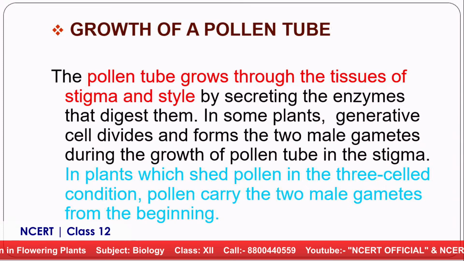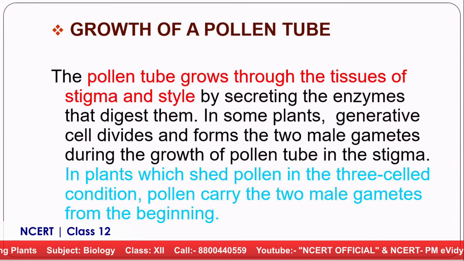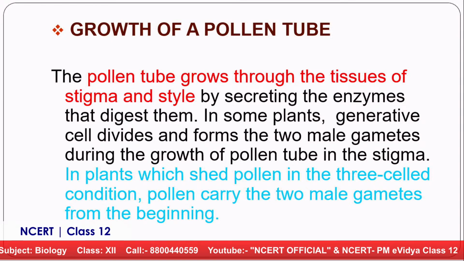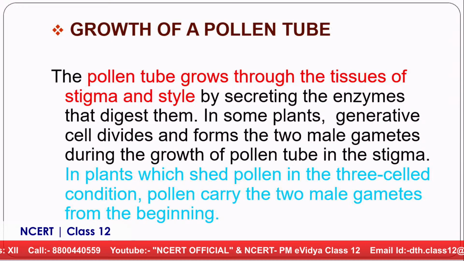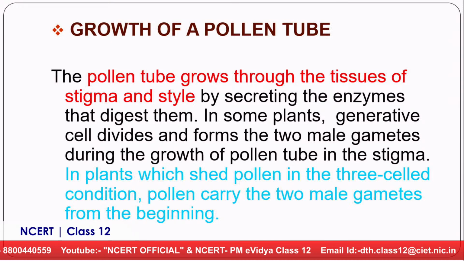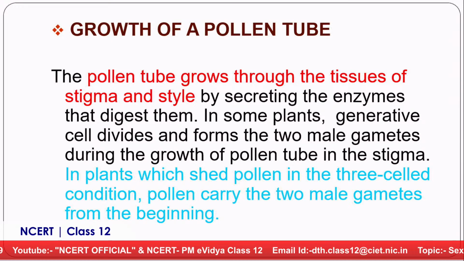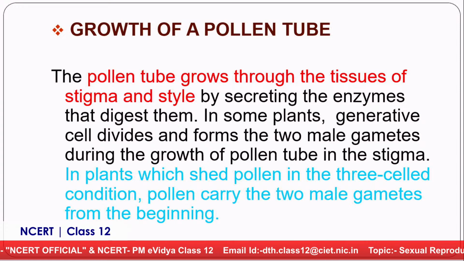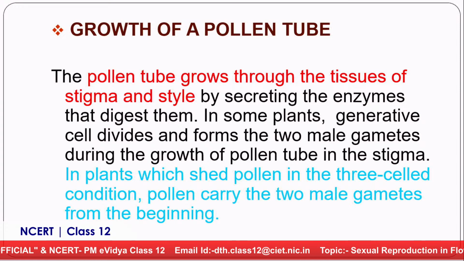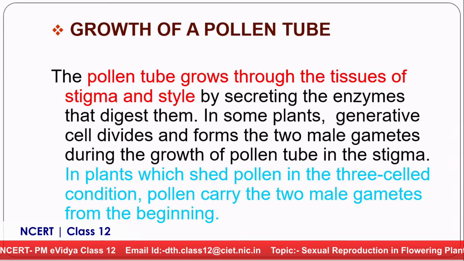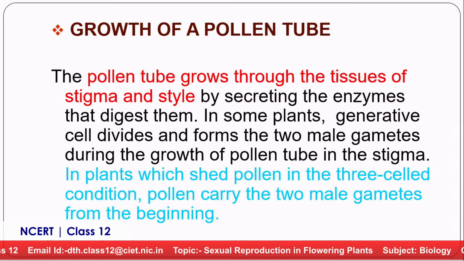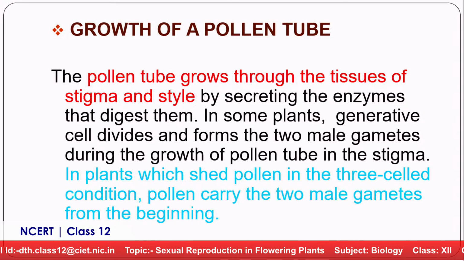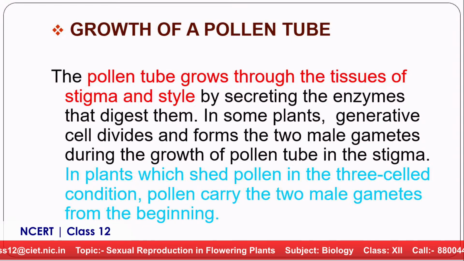Now, the pollen tube grows through the tissues of stigma and style by secreting the enzymes that digest them. This line is very important because we should know that when the pollen tube is growing, several enzymes help it to pass through the stigma and style by digesting the tissues of the stigma and the style. So space keeps being made and the pollen tube will travel easily.